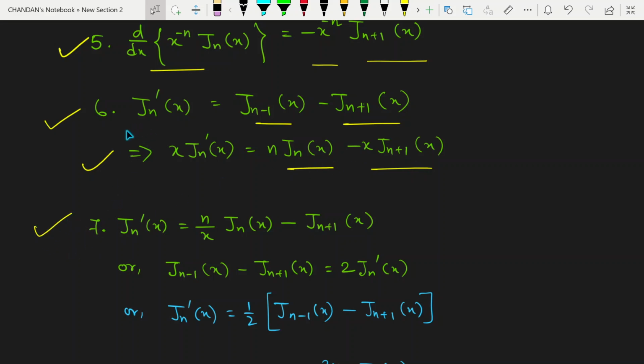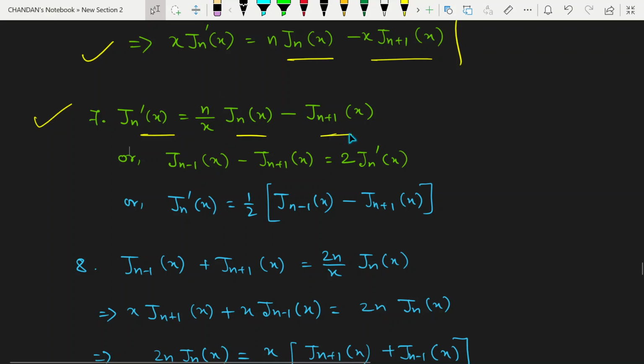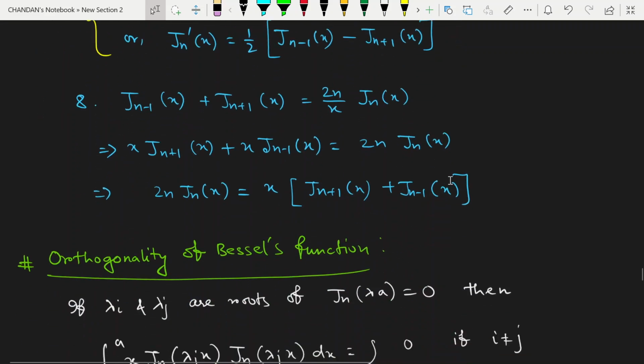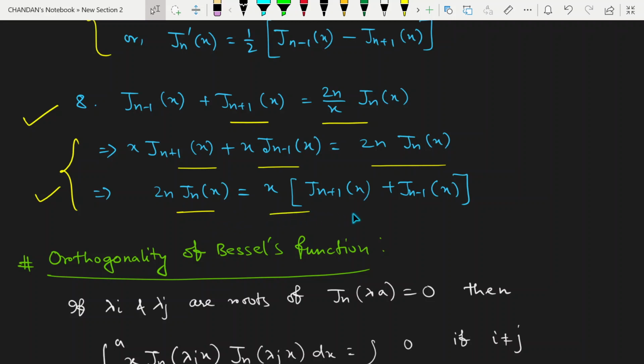Number 7 is also, these two forms are the same actually. Number 7 is J_n'(x) is equal to (n/x) J_n(x) minus J_{n+1}(x), or these two are the equivalent forms of 7. Number 8 is J_{n-1}(x) plus J_{n+1}(x) is equal to (2n/x) J_n(x). So x into J_{n+1}(x) plus x into J_{n-1}(x) is equal to 2n J_n(x). And this is an alternative form of 8, so we can write 2n J_n(x) equal to x into (J_{n-1}(x) plus J_{n+1}(x)).